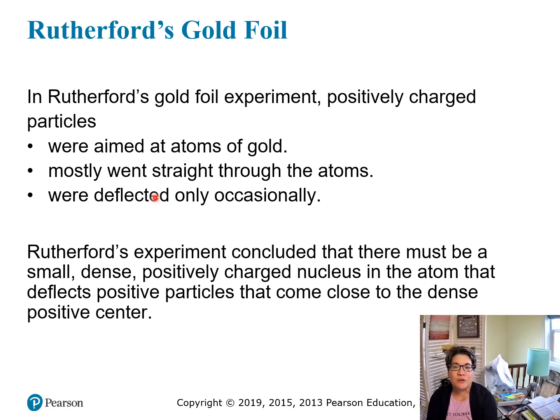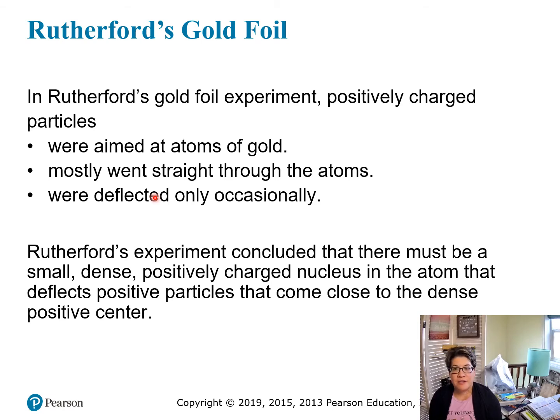So what he did was he took foil paper, really thin foil, kind of like aluminum foil, but made of gold. You might have heard of gold foil on like cathedral walls. He shot alpha particles, which are basically 2 protons and 2 neutrons. It's a helium nucleus.